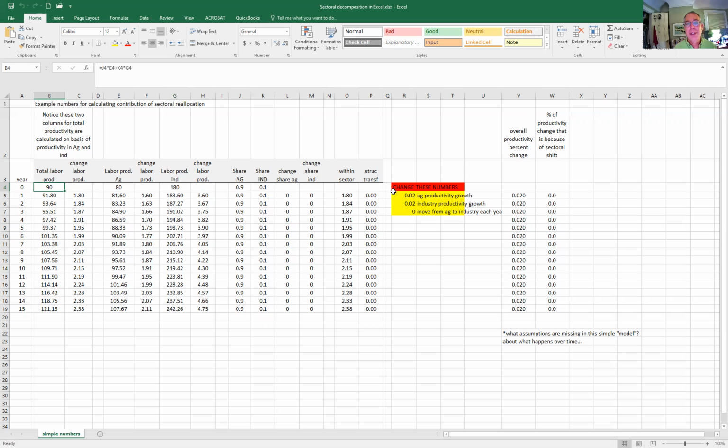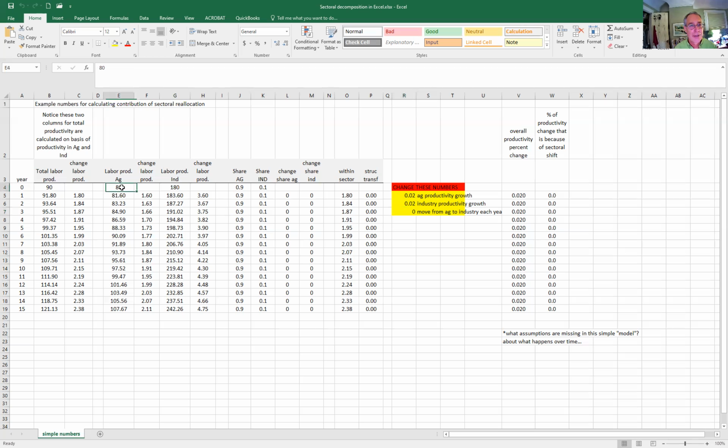Now, we're going to have a couple of numbers here that'll be the numbers we manipulate. 0.02 is 2%. That's our agricultural productivity growth. 0.02 is also 2%. That's our assumed initial industrial productivity growth. And for now, we'll assume that 0 fraction of the labor moves from the agricultural sector to the industrial sector. So let's see what happens over time.